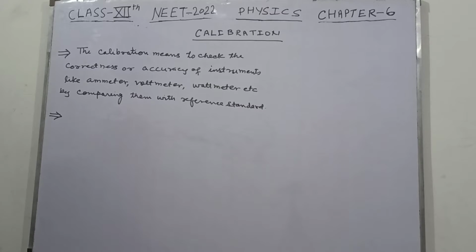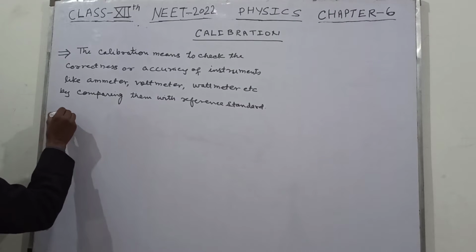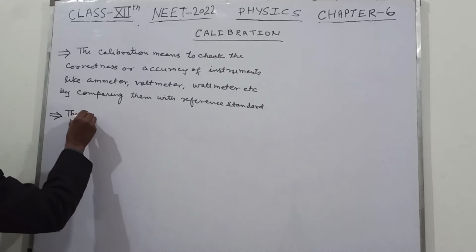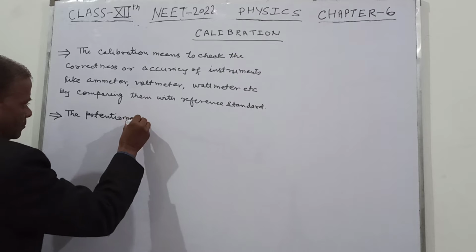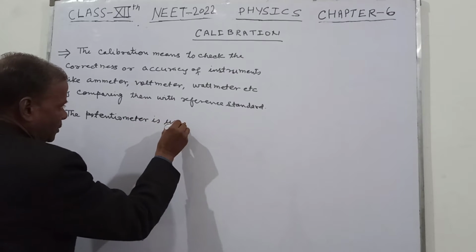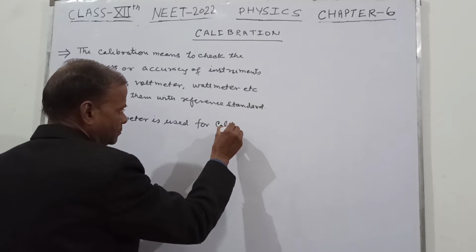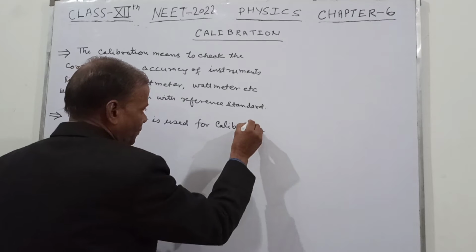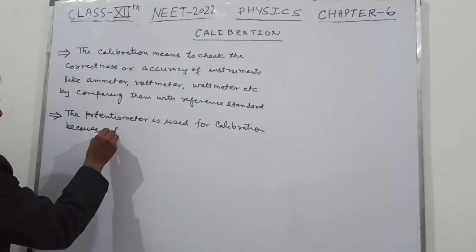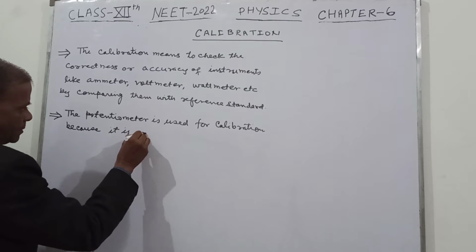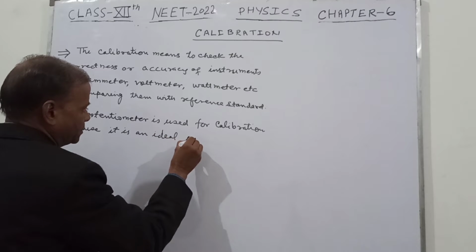And for calibrating these instruments, the potentiometer is used. The potentiometer is used for calibration because it is an ideal instrument.